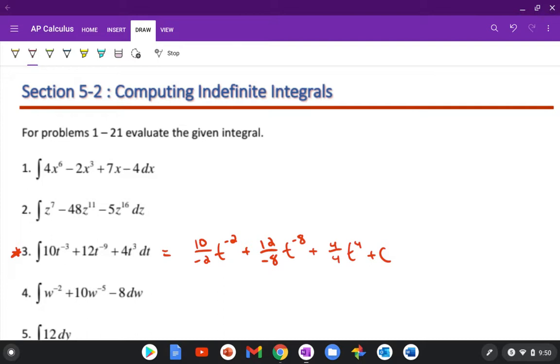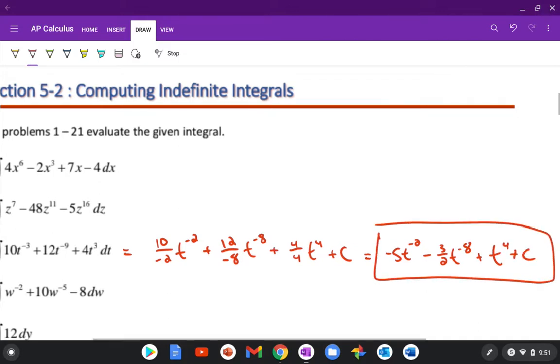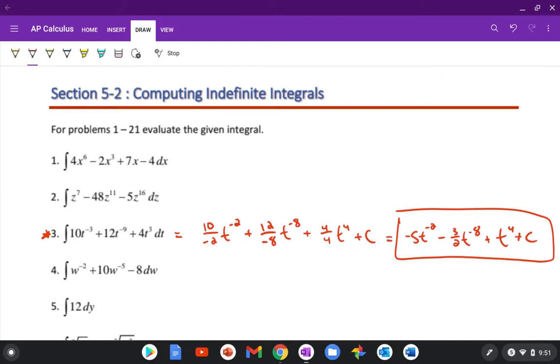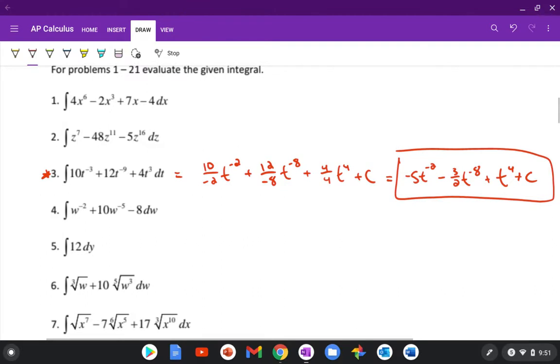So we've added a power and then we've divided by it, and then we just simplify: -5t to the -2 minus 3/2 t to the -8 plus just 1, so it'll just be t to the 4th plus c. So that is just a basic indefinite integral of a polynomial. So again, hopefully you've got those down pretty well. We are going to, like I said, step it up a notch.